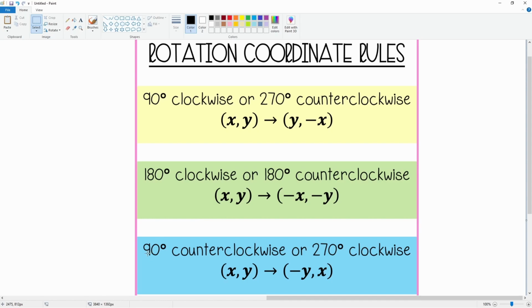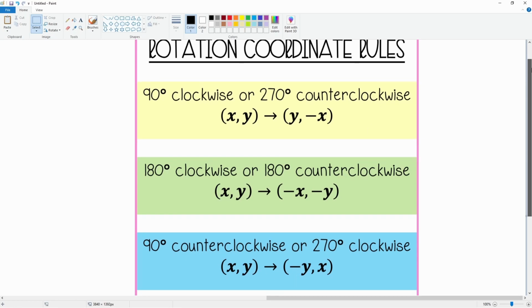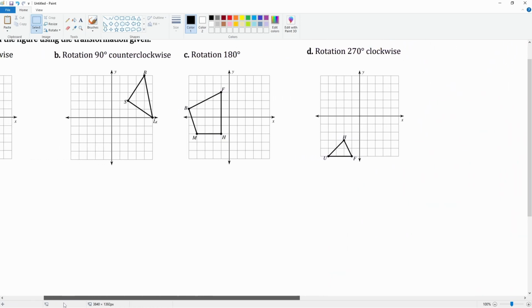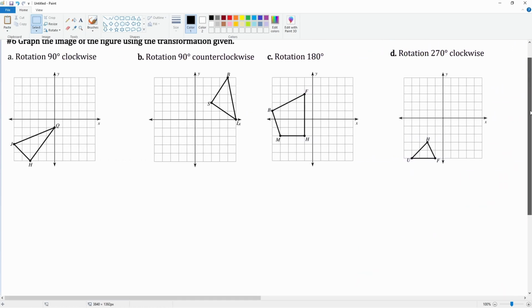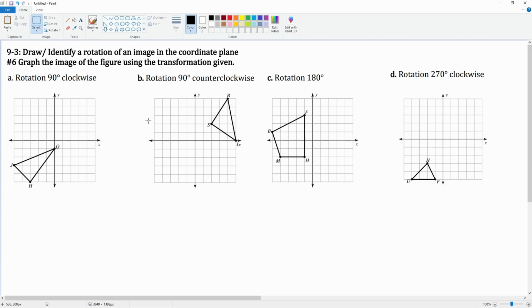Then for 90 counterclockwise or 270 clockwise, you switch the values and the original y becomes a negative, so you switch signs there. Remember these rules, have them memorized. This is the best approach to apply it. How we approach these problems is very familiar. I'm going to give myself a little bit more room here, and then I'm going to show you what I mean.